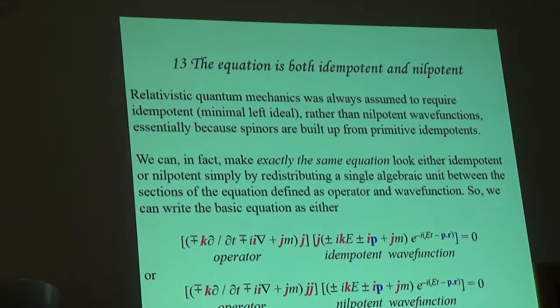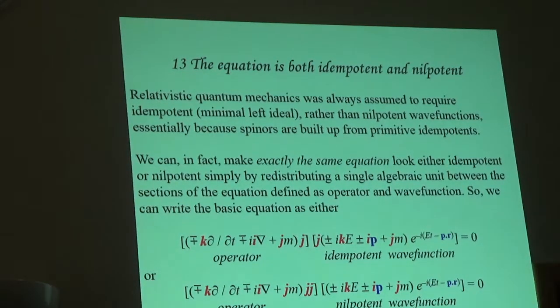And another thing is that I hear a lot of people saying that the fermion wave function is a minimal left ideal, which is an idempotent. It squares to itself, not to zero, and it can't be a nilpotent. Well, they're wrong, because you can write the same equation in both ways. You'll agree those are identical equations. The only difference is I've transferred a J from there to there. So this operator now becomes a nilpotent operator, and that's an idempotent operator. So it has both properties. You applied the associative law.